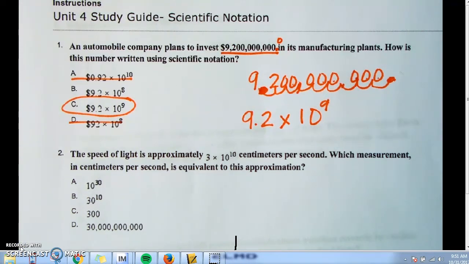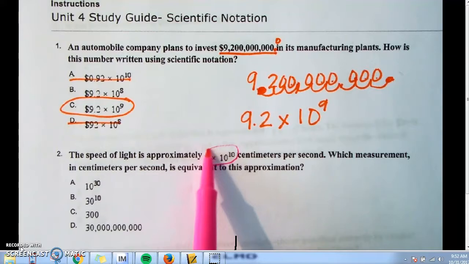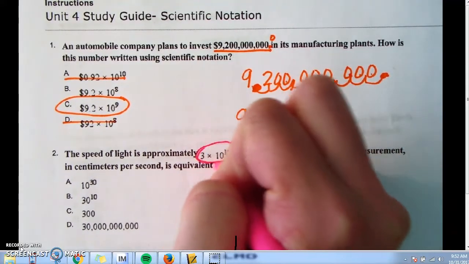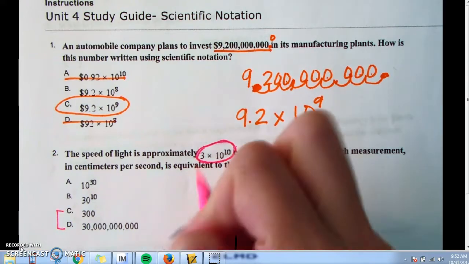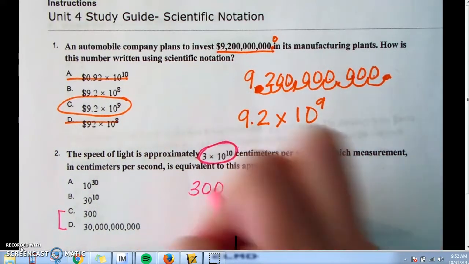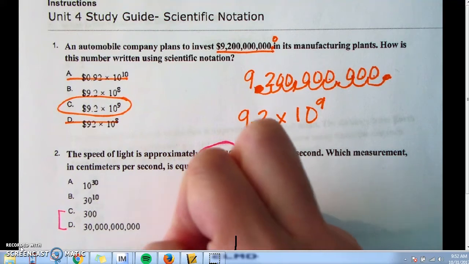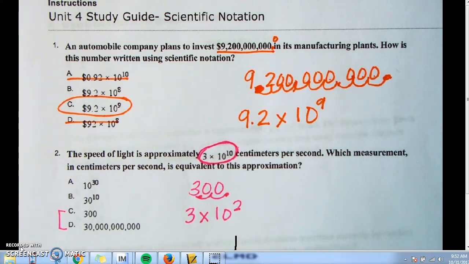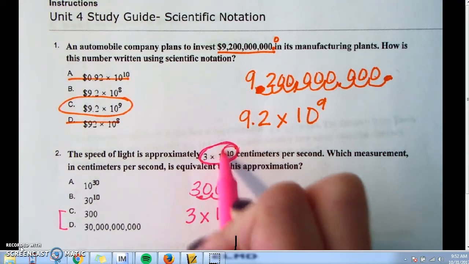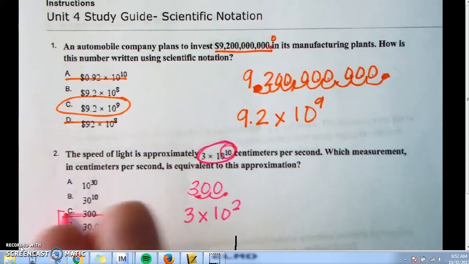Anyways, the speed of light is approximately 3 times 10 to the 10th centimeters per second. Which measurement in centimeters per second is equivalent to that approximation? So we need to figure out which one of these is 3 times 10 to the 10th. What I would start off by doing is putting these two in scientific notation. 300 in scientific notation, I would put the decimal here. It started here. So that would be 3 times 10 to the second. You also probably knew that that couldn't be the answer because if this exponent is 10, it's going to be a really, really big number, right?